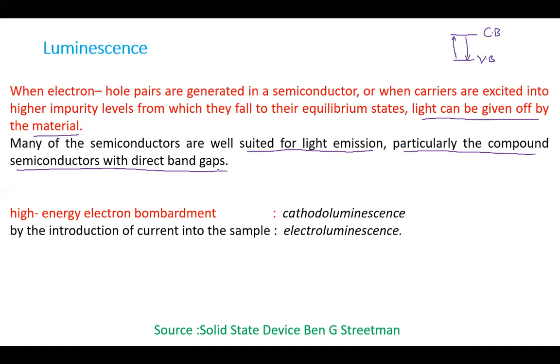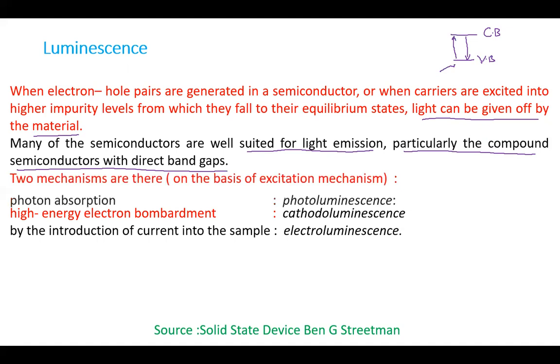So when a photon is absorbed, electrons move from valence band to conduction band, and when they come back, they will accompany some light depending upon what kind of material it is. If we are talking about compound semiconductors or direct band gap semiconductors, they will definitely give some sort of light.